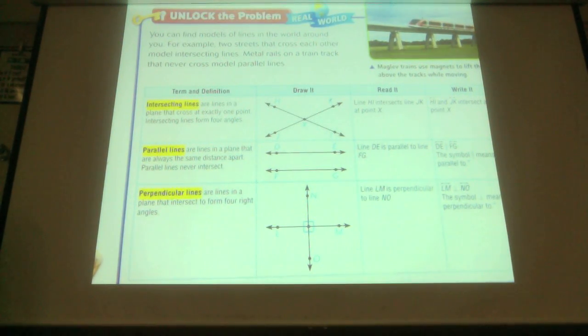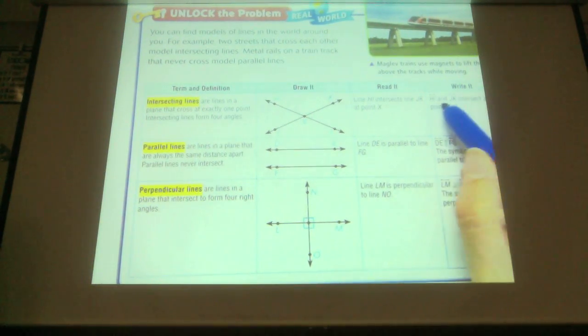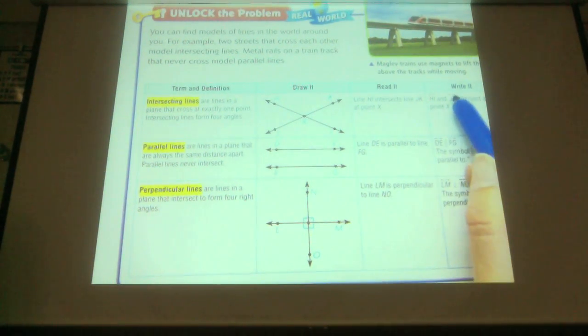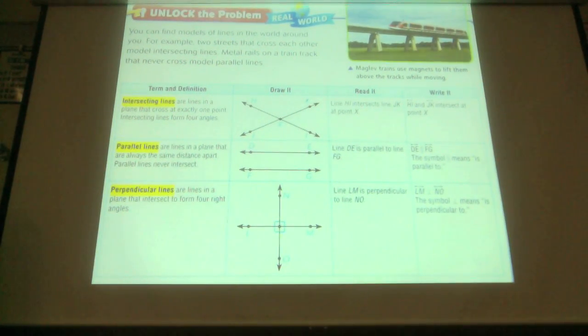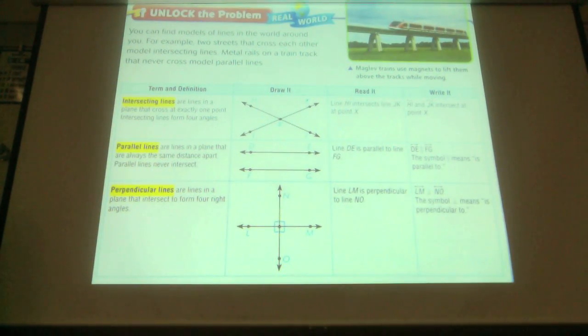Okay? On our drawing that we started with, those lines intersected at what point? Point E. At an intersection. Very good. At an intersection, and it was called point E. This is how we would draw it. Line HI and JK intersect at point X. Okay? That's how we would write it. This is how we say it. This is how we'd write it.